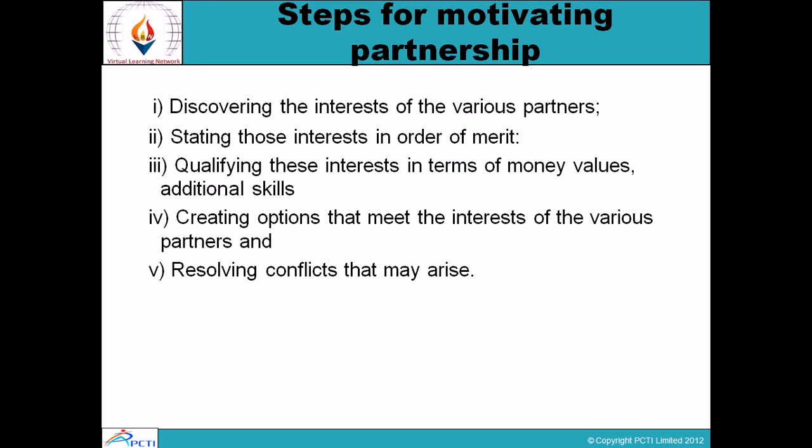And if in the implementation of those interests there is some sort of conflict, that may be resolved in the next step of motivation, that is resolving conflict that may arise. So this is the way we can motivate different participants for the partnership.